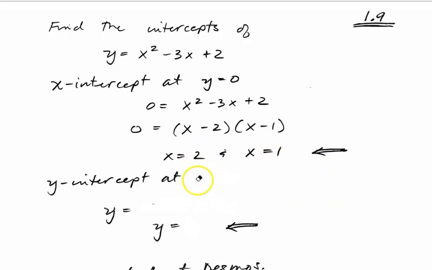The y-intercept, by definition, would be at x equals 0. So we're just going to go back into this equation right here and plug in x equals 0 and then solve for y. We get 0 squared minus 3 times 0, so that's another 0, plus 2. So it falls out that y equals 2.